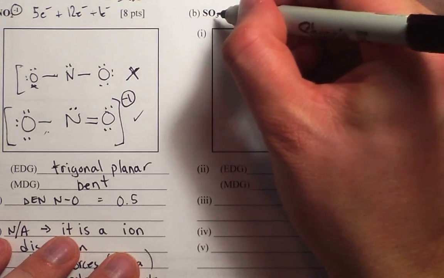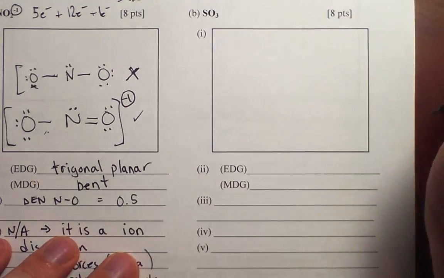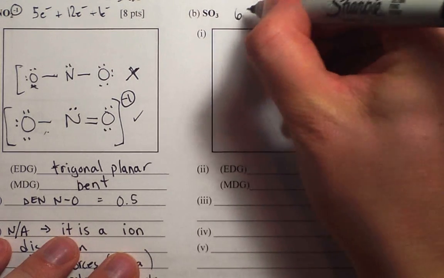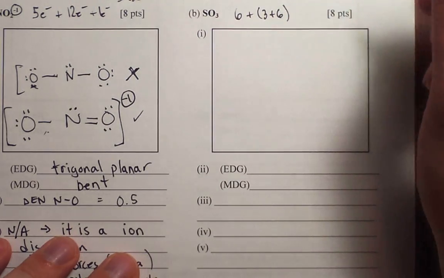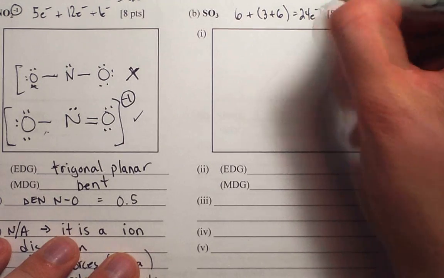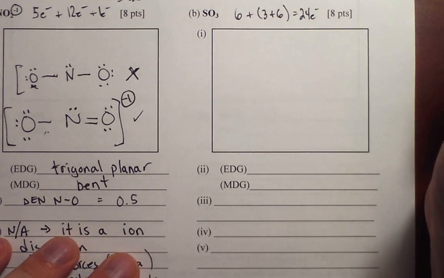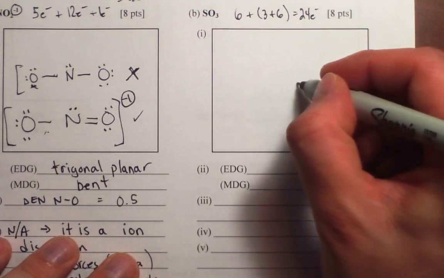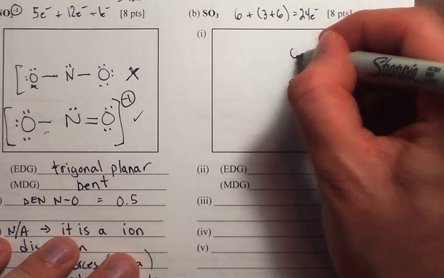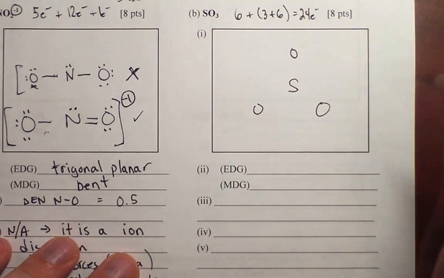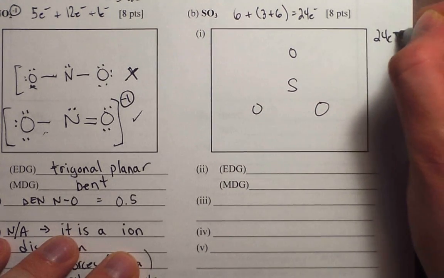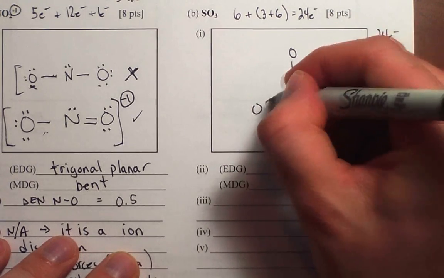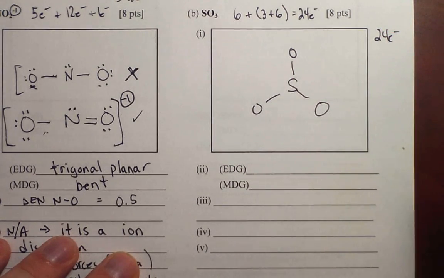We have a bunch of molecules from group 16, so they all have 6 electrons. So sulfur has 6, and each oxygen has 6. So this whole molecule has 24 electrons. So let's write it with sulfur in the middle. Let's put our oxygens around. So let's start counting. Let's put bonds in place. 2, 4, 6.